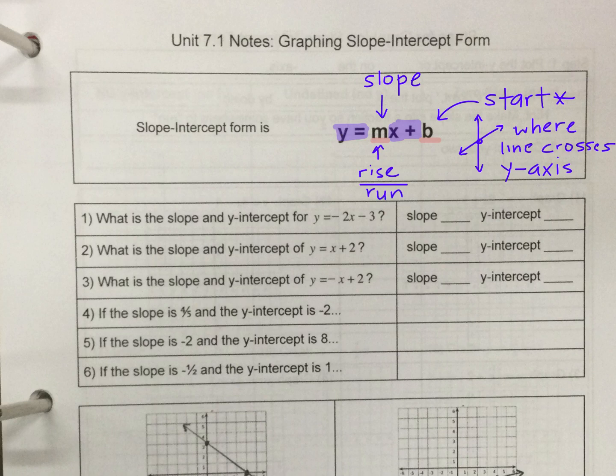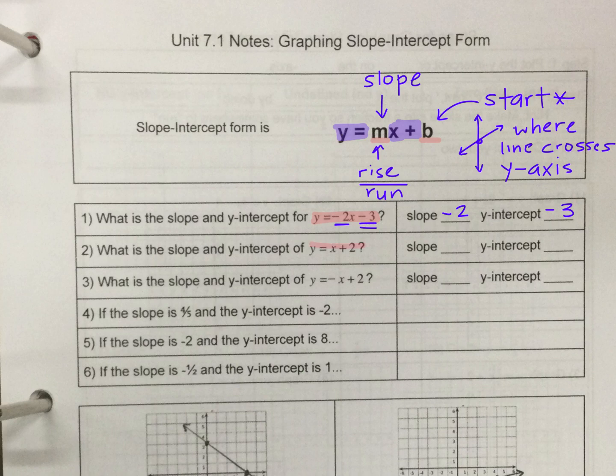So all we're going to do initially is look at a formula. y equals negative 2x minus 3. And I want to identify the slope. The slope is always in the m's place, in front of the x. It's a negative 2. And then the y-intercept comes at the end. It should be plus b, but since it's minus 3, that tells me that the y-intercept is negative 3.